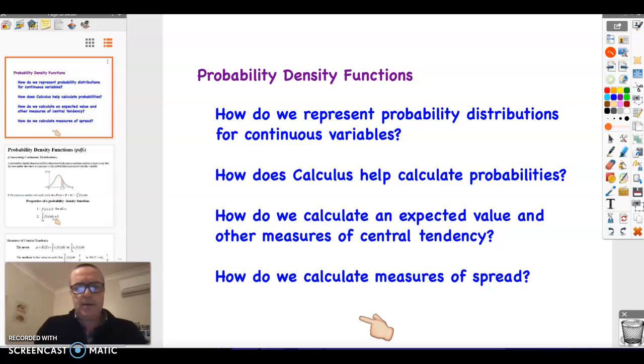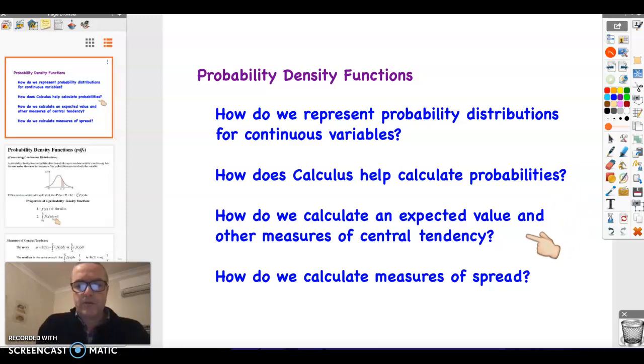G'day everybody. In our lesson today we're going to start talking about continuous probability distributions. So we call these probability density functions. So we'll find out in this lesson how we represent probability distributions for continuous variables. We'll see that calculus gives us the tools to calculate probabilities in these types of functions.